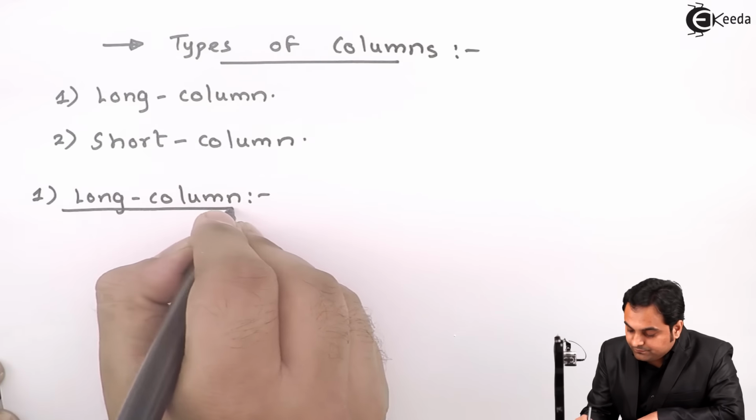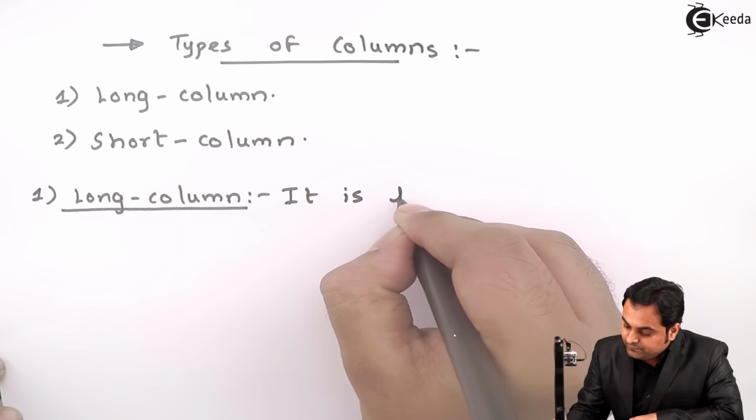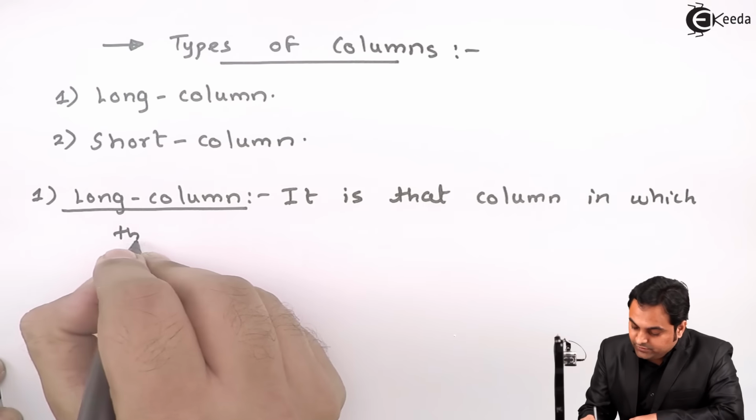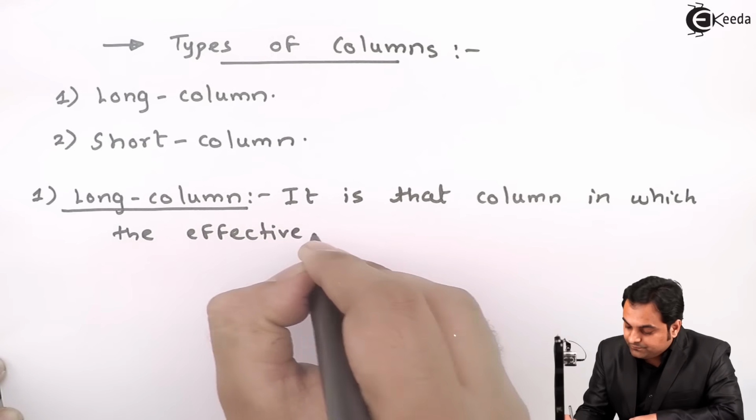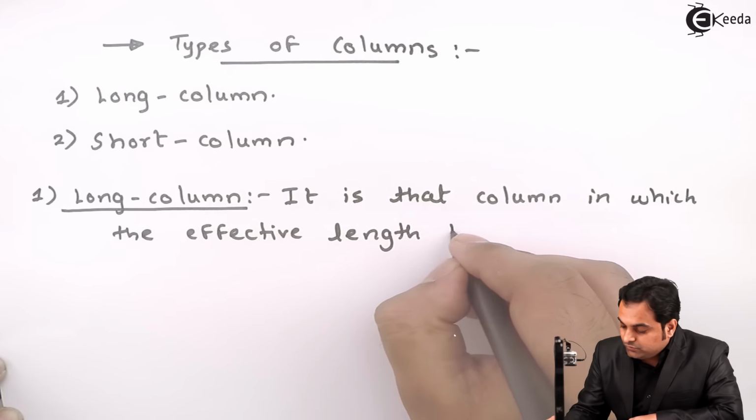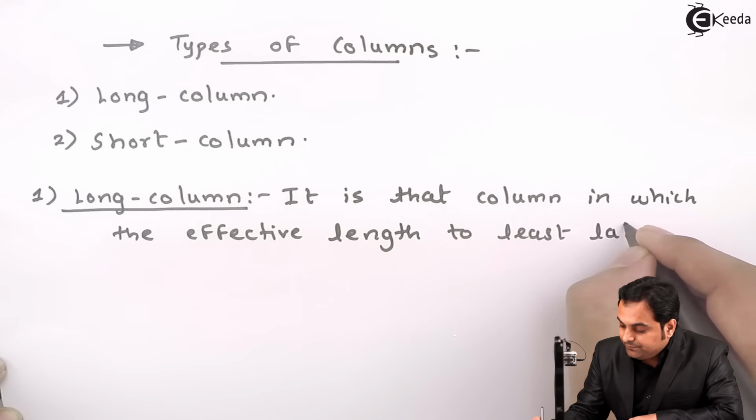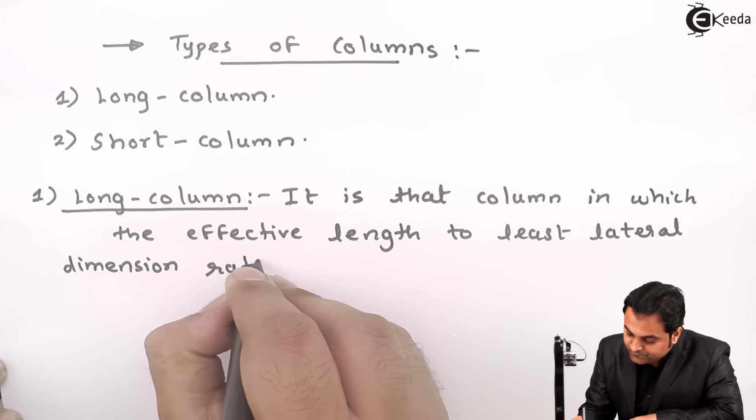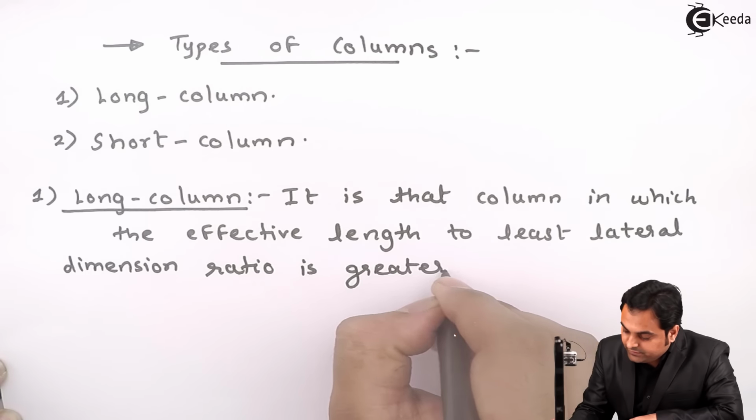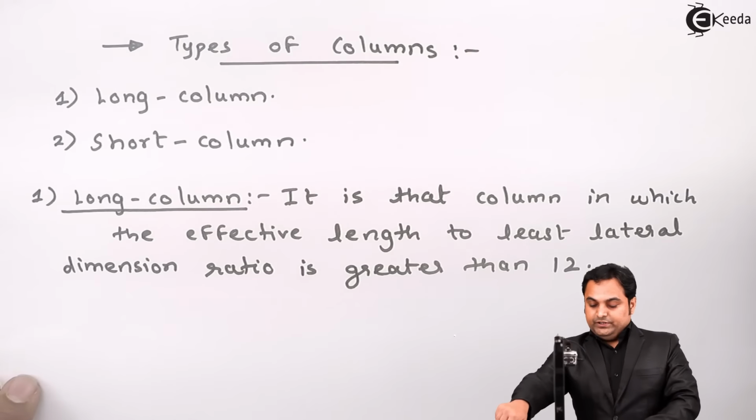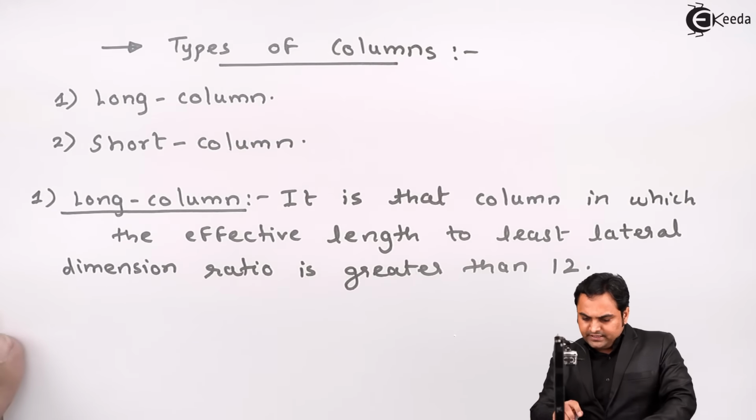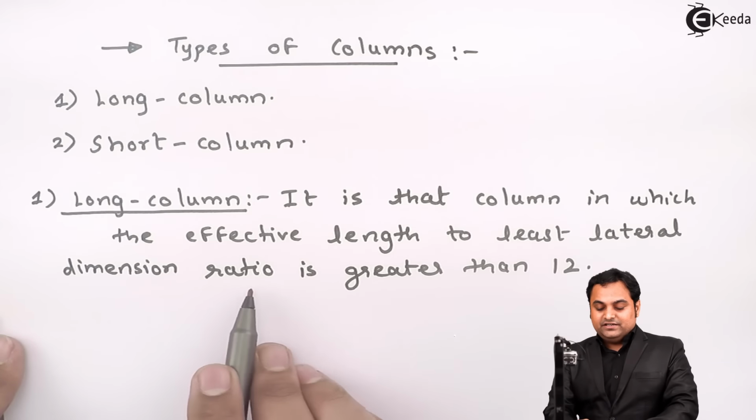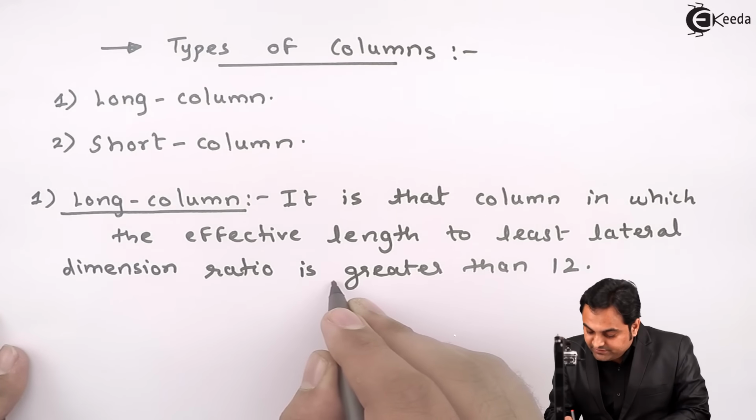Long column: it is that column in which the effective length to least lateral dimension ratio is greater than 12. So here I have written the definition for the long column. It is that column in which the ratio of effective length to the least lateral dimension should be greater than 12. Then only we will say that it is a long column.